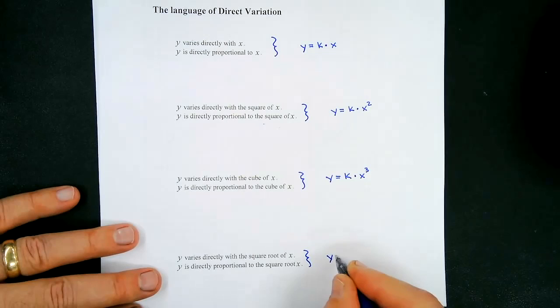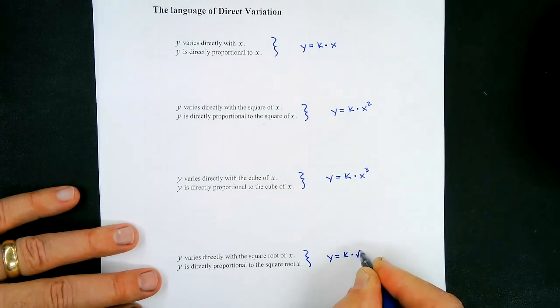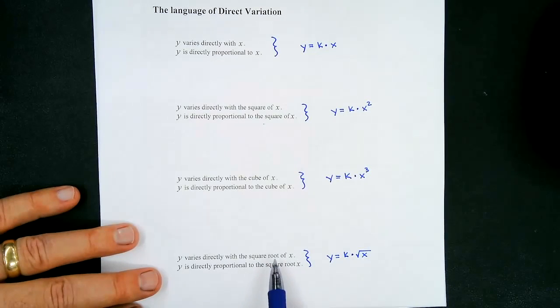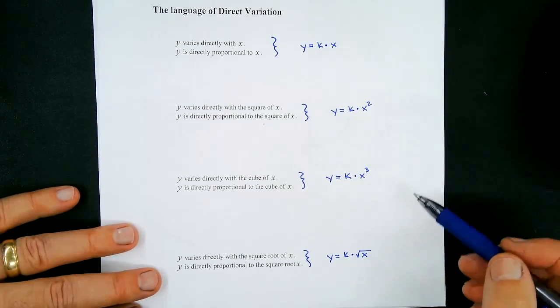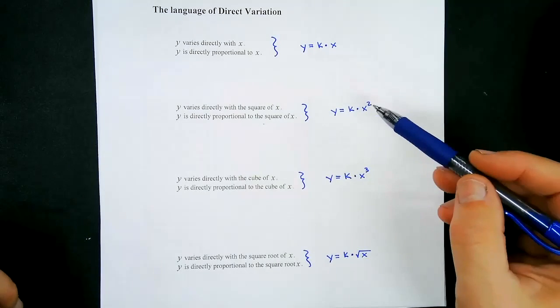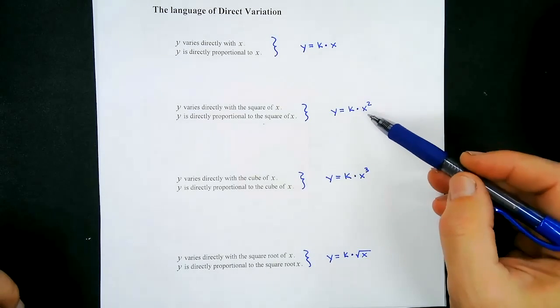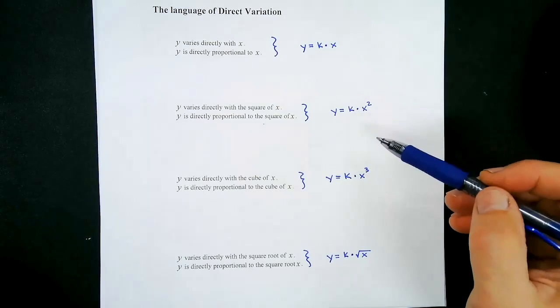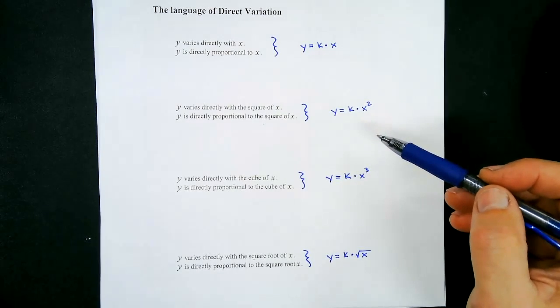They're telling us that y is equal to some constant k times the square root of x. And so we could also have cube root or fourth root. We could have different roots, all right, or different powers, okay? But it's always going to be k times x to a positive power, okay? That's when you have this direct variation, okay?